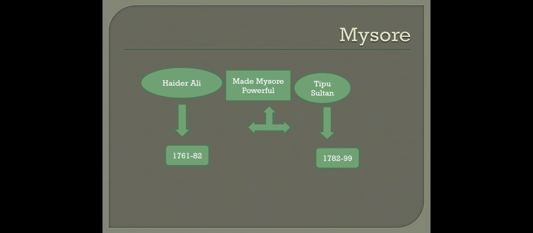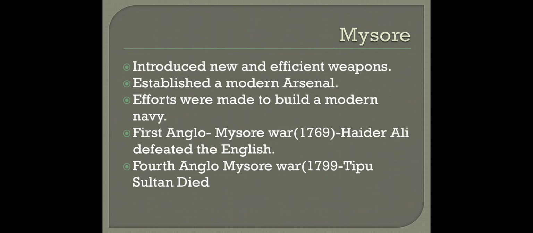In Mysore, we discussed Hyder Ali and Tipu Sultan. We discussed how different efforts were taken by both of them to modernize the army. New and efficient weapons were introduced. A modern navy was built up. Then there were 2 wars which were fought, the first Anglo-Mysore war and the fourth Anglo-Mysore war. In the first Anglo-Mysore war, which was fought in 1769, the English were defeated by Hyder Ali, but in the fourth, which was fought in 1799, Tipu Sultan was defeated and he died. Clear?